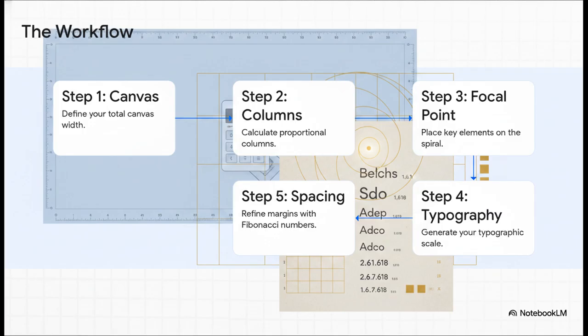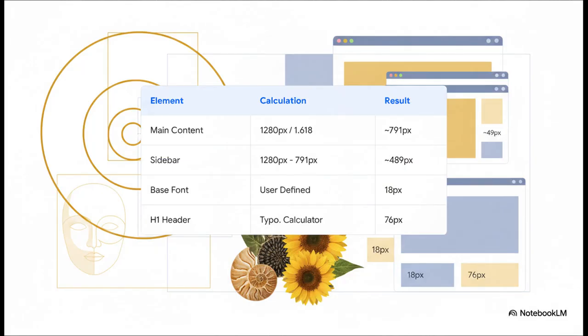Step 4, set your typography. Use one of those calculators to generate your font sizes. And finally, step 5, refine your spacing. This is where you use those Fibonacci numbers, like 8, 13, 21 pixels, for all your margins and padding. See? Simple. Let's make this real with an example.